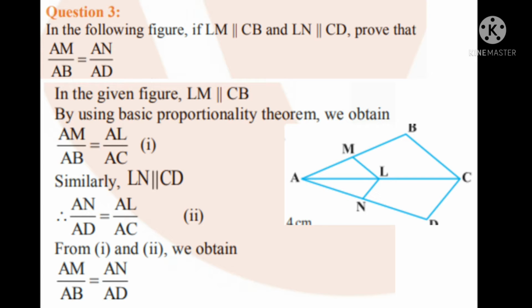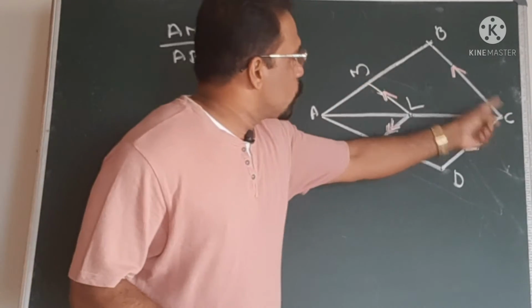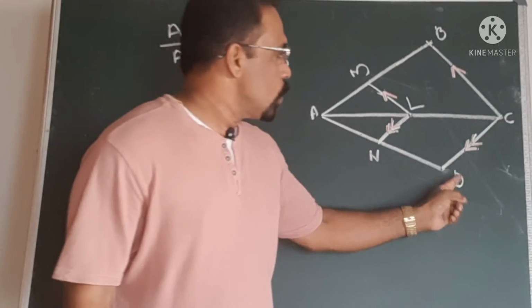Now let us look at question number 3. In the following figure, if LM is parallel to CB and LN is parallel to CD, prove that AM by AB is equal to AN by AD. Now let us do this question. What is given to us is LM is parallel to CB and LN is parallel to CD.